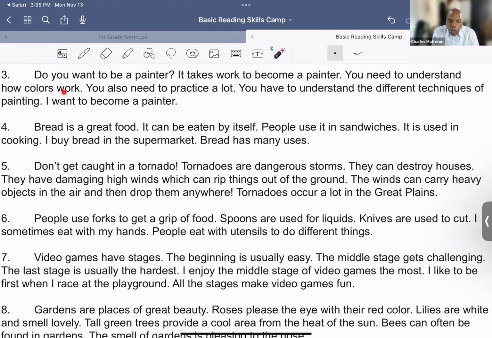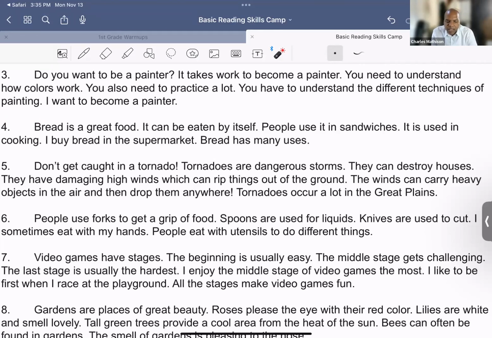Do you want to be a painter? It takes work to become a painter. You need to understand how colors work. You need to practice a lot. You have to understand the different techniques of painting. I want to become a painter. I have to practice a lot. I have to understand the different techniques of painting.